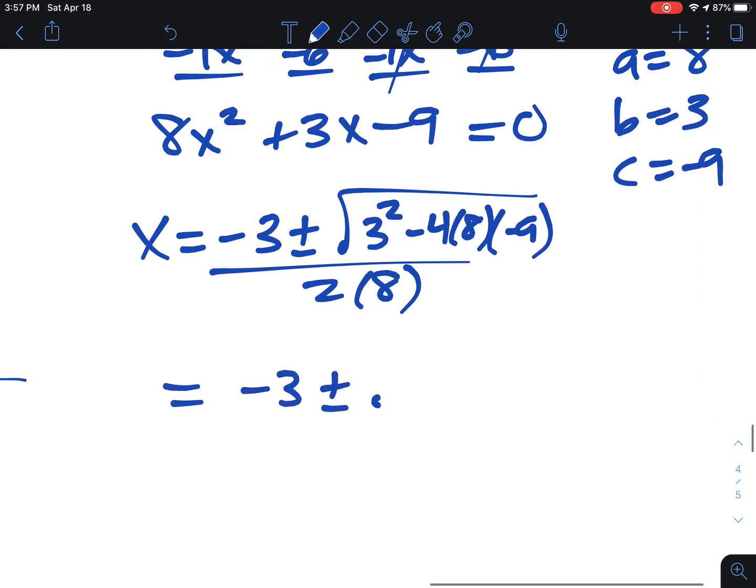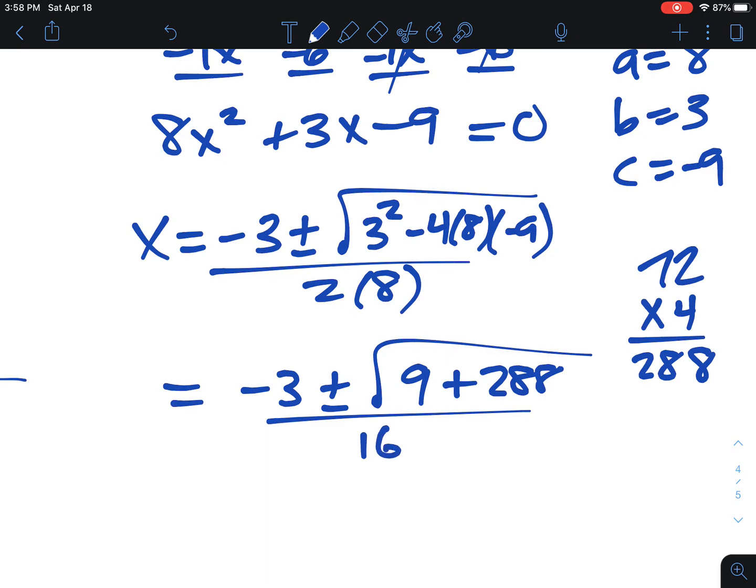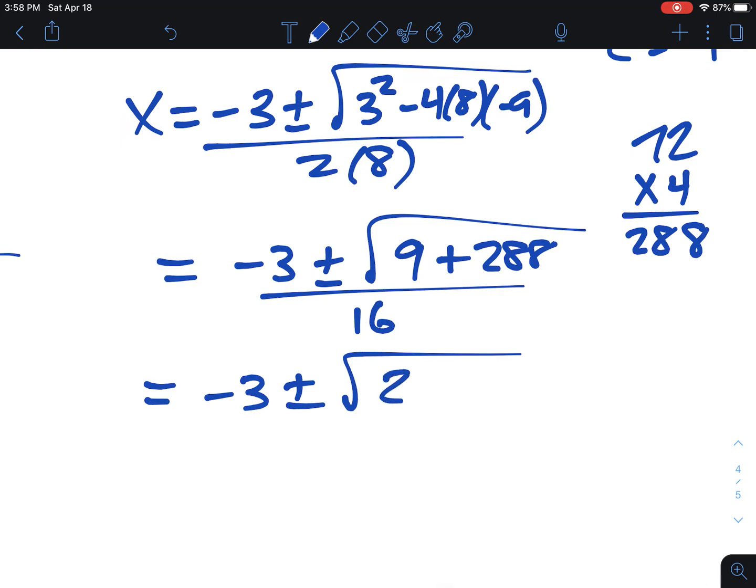Okay, simplification here. Negative 3 plus or minus 9. Let's see, 4 times 8 times 9. Well, 8 times 9 is 72. I know that one. That times 4 I can do pretty quickly. 4 times 2 is 8. 4 times 7 is 28, so 288, and 2 negatives make a plus, so plus 288 all over 16. And then that would be negative 3 plus or minus 288 plus 9 would be 297. And then we divide that all by 16.